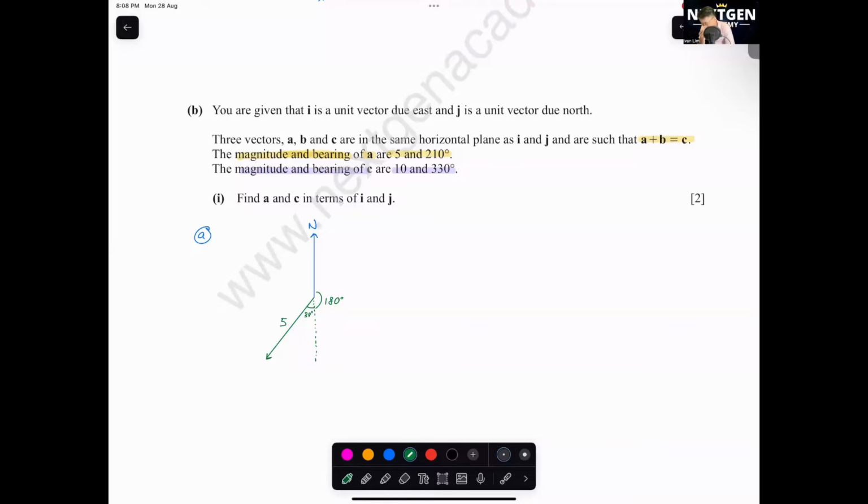Okay, how do I convert it into a vector which is in terms of i and j? You need to know that you need to break down into this horizontal and vertical unit. Okay, your x and y. How to find my x value? X is actually just 5 sine 30 degrees. Your y will be 5 cos 30 degrees.